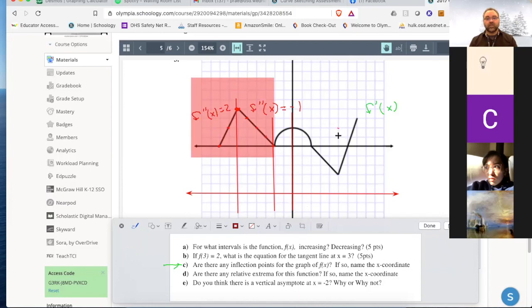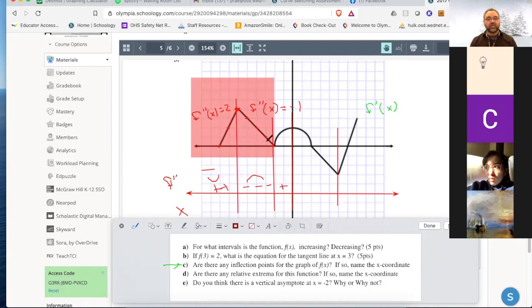And how about right here? Those are all spots where the first derivative went from increasing to decreasing. So the second derivative, f double prime, is decreasing in the first derivative. So concave up to concave down.